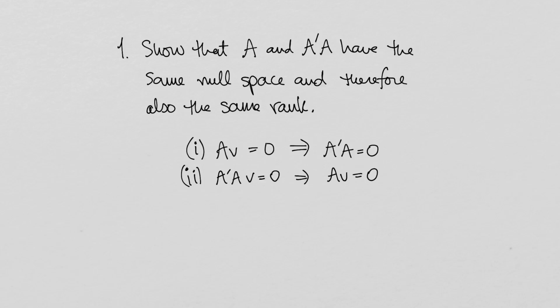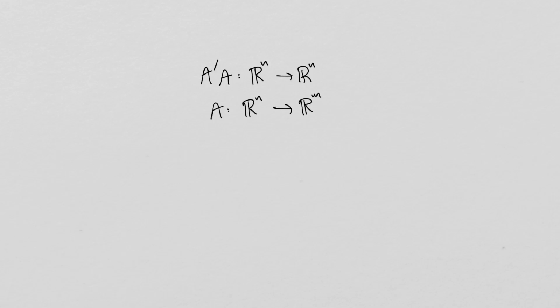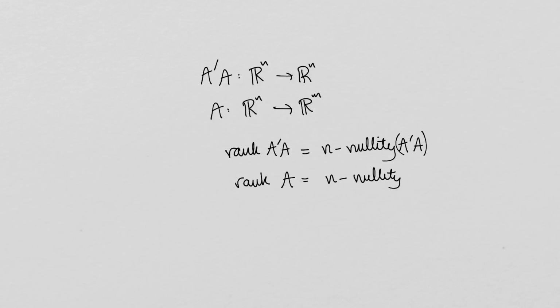The first one follows directly by multiplying on the left by A transpose. For the second one, we multiply on the left by V transpose. We can then write the left-hand side as the squared magnitude of AV. The only vector whose squared magnitude is 0 is the 0 vector, so we can conclude that AV is equal to the 0 vector. Therefore, A and A prime A have the same null space. By the rank nullity theorem, this implies that they have the same rank as well.